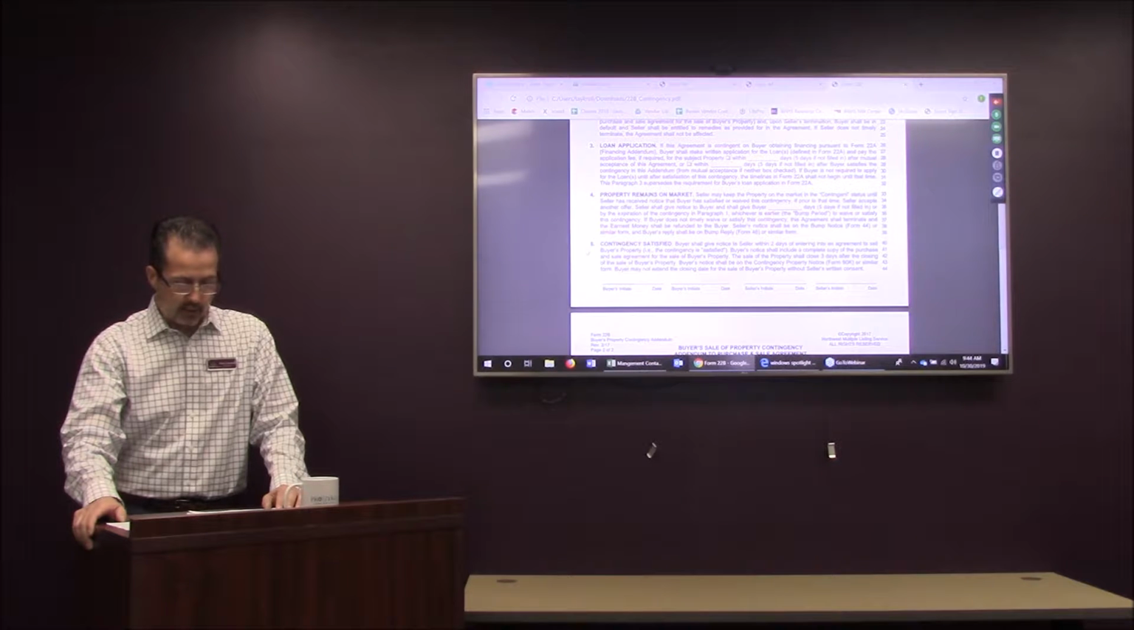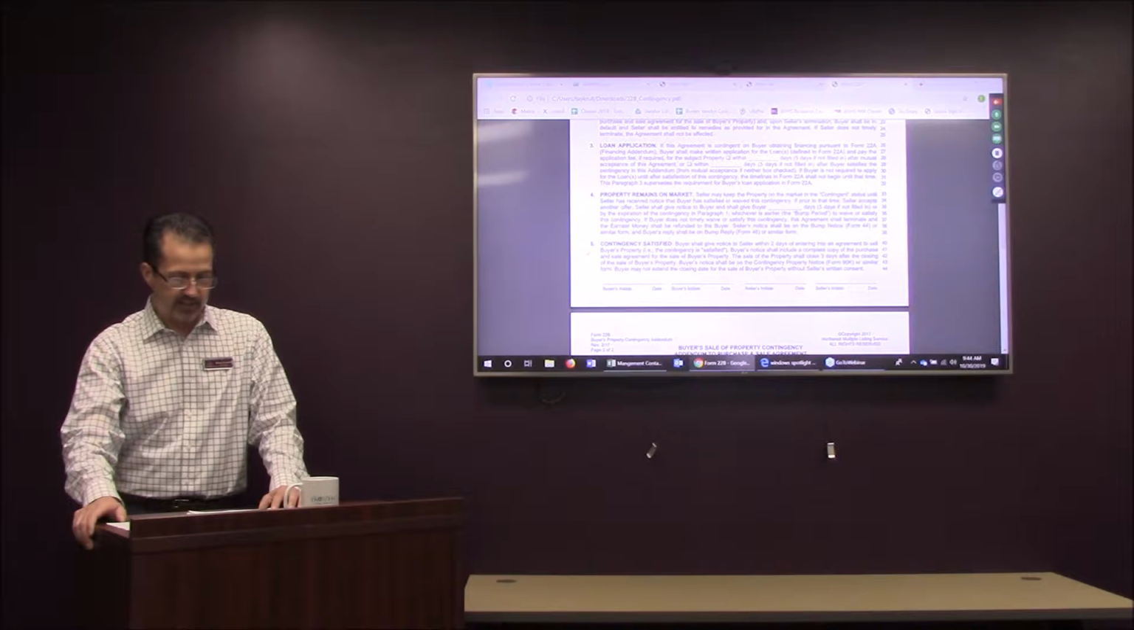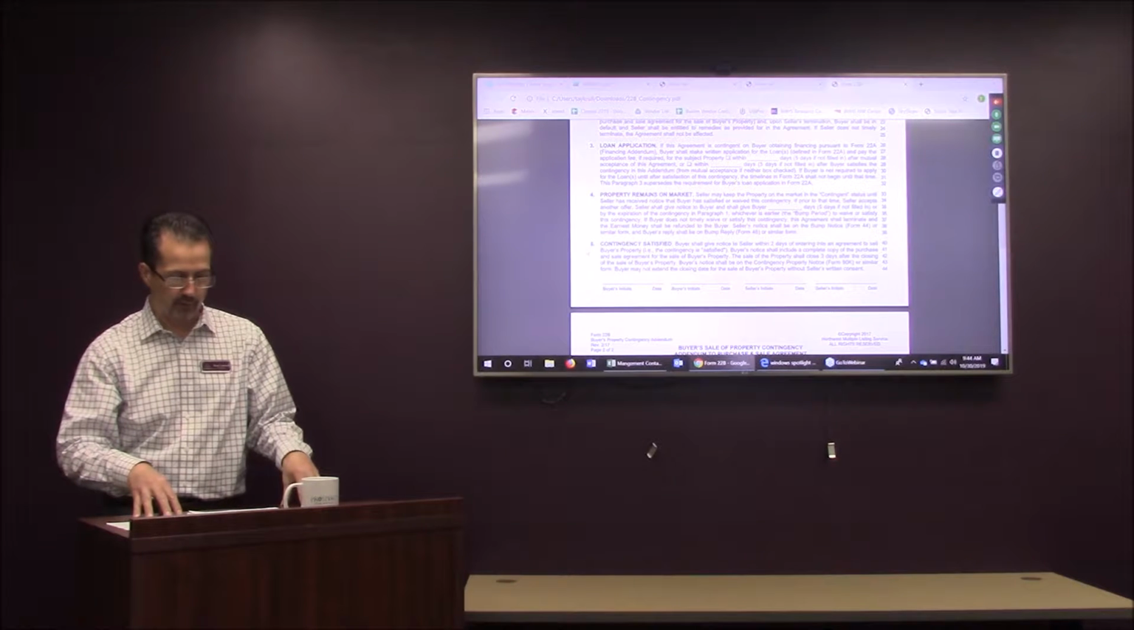If buyer is not required to apply for loans until after satisfaction of this contingency, the timelines in Form 22A shall not begin until that time. This paragraph 3 supersedes the requirement for buyer's loan application in Form 22A.